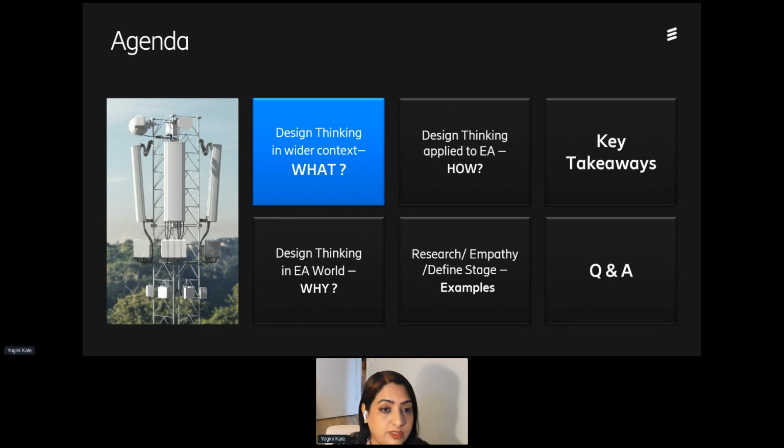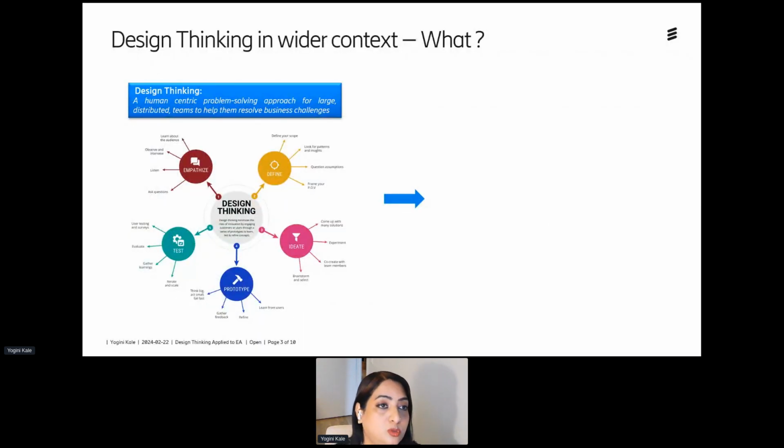So with that, let's look into what is design thinking in a wider context. I'm sure this is not the first design thinking presentation that you are into, and you have heard and seen a lot about how design thinking can be applied in different contexts. But if you look at a common definition of design thinking, it is a human-centric problem-solving approach for large distributed teams to help them resolve business challenges.